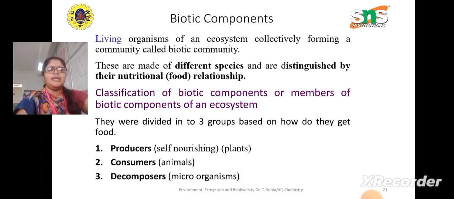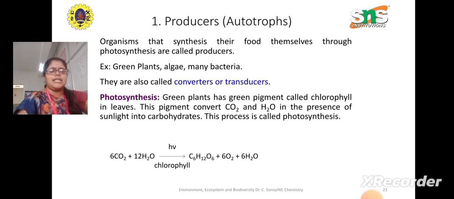Dead matter is decomposed by the microorganisms that are present. If there were no decomposers, what would happen to the earth? You would have all the dead matter lying just like that, right? So that is very important.